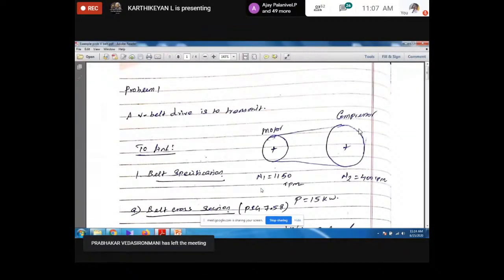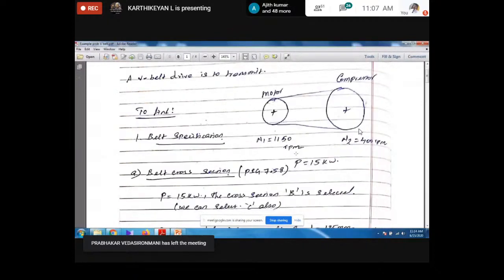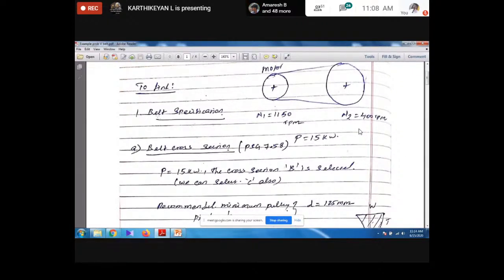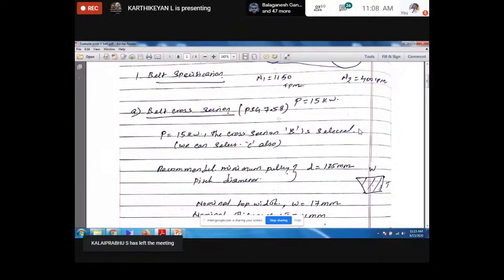So this is the given problem. The motor is rotating at 1150 RPM and the compressor is running at 400 RPM. First of all, I am going to calculate the first objective, which is the belt specification. So I am proceeding with the first step. The first step in the design of V-belt drives is to calculate the belt cross section. It is available in the PSG data book, 7.58.